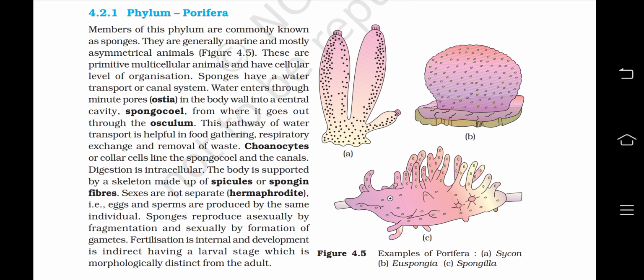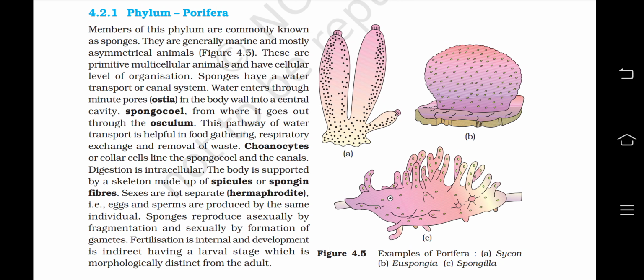Water enters through minute pores, you can say ostia, in the body wall into a central cavity, spongocele, from where it goes out through the osculum. This pathway of water transport is helpful in food gathering, respiratory exchange, and removal of waste. Remember these points: food gathering, respiratory exchange, and removal of waste.